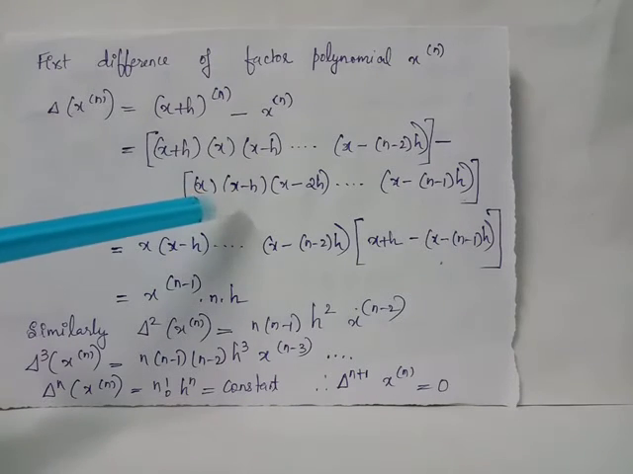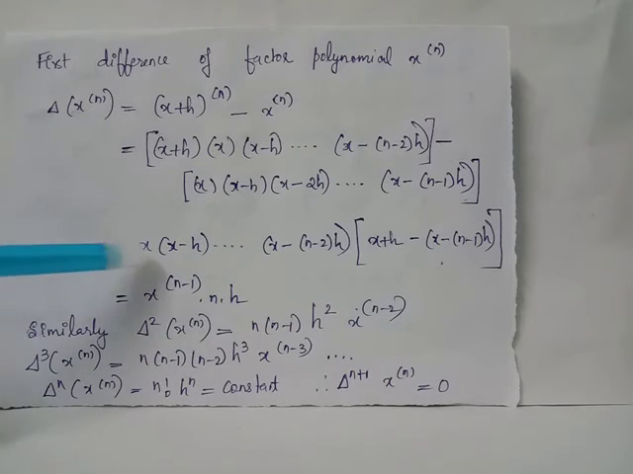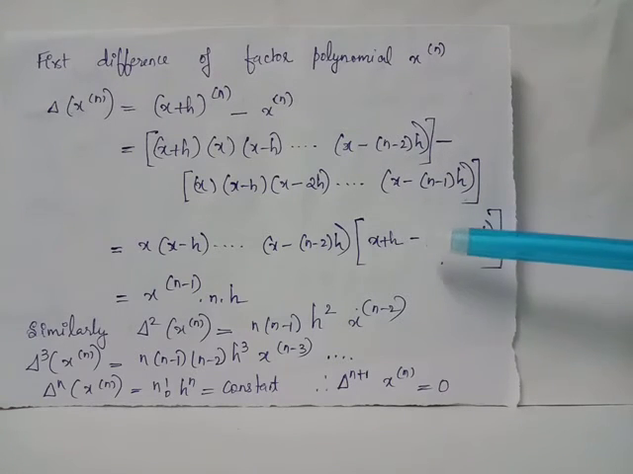Here we again have n factors. From these two expressions we can take x into x minus h into etc. x minus n minus 2 times h common outside, and we have x plus h minus x minus n minus 1 times h left out. Since this represents the product of n minus 1 consecutive factors, we can write it as x raised to n minus 1, which is a factor polynomial. And here we are left with n times h, after we cancel x and negative x, also h and negative h. Thus we have the first difference of factor polynomial x raised to n equals x raised to n minus 1 into n into h, where x raised to n minus 1 is the factor polynomial.